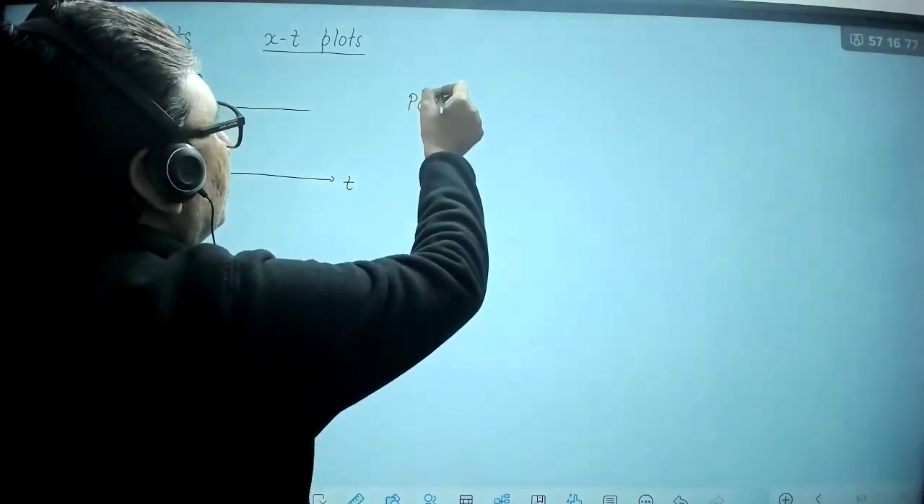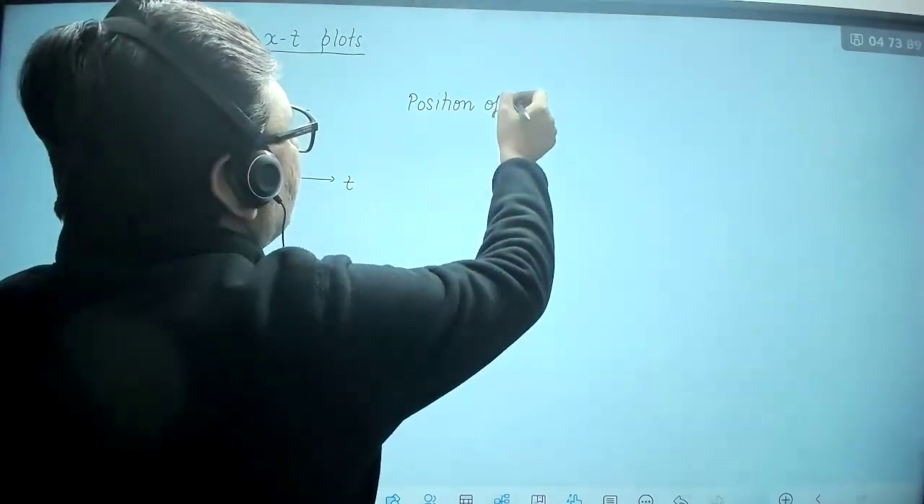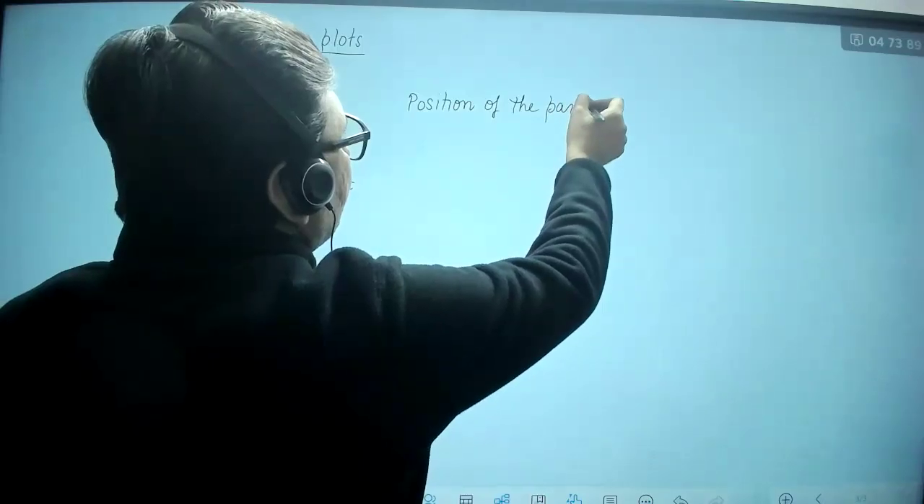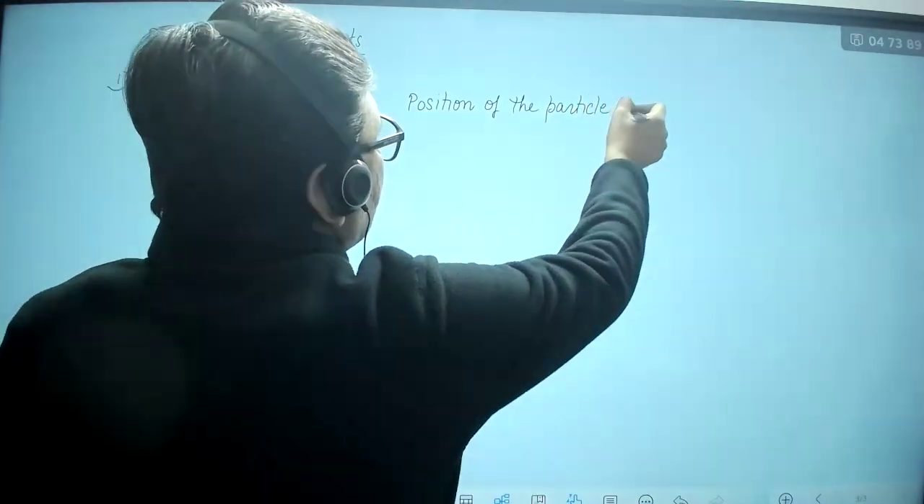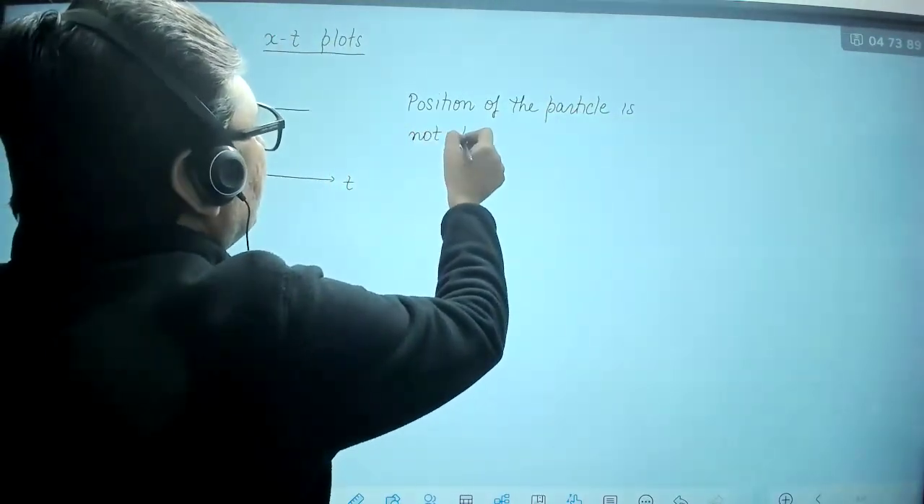So what can you observe from here? The position of the particle is not changing with time.